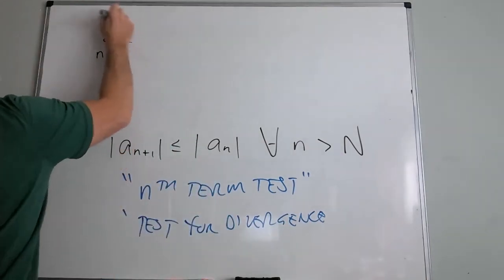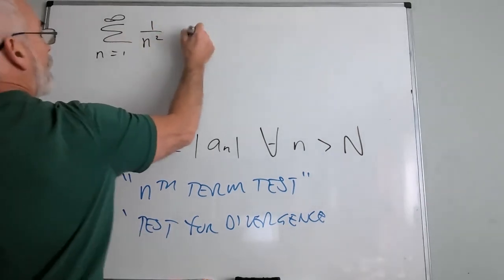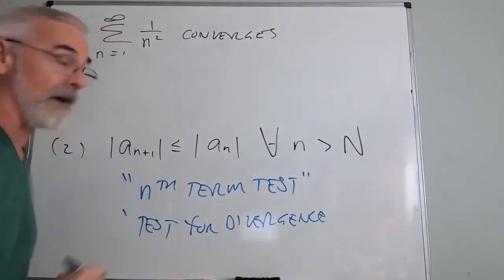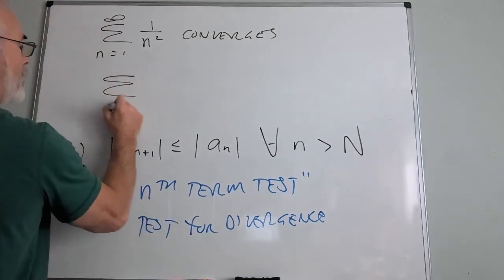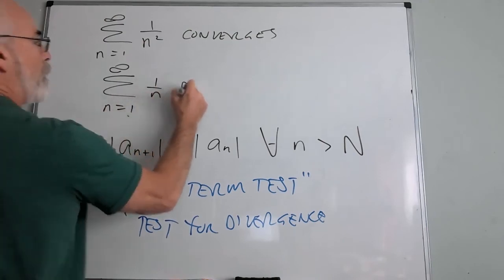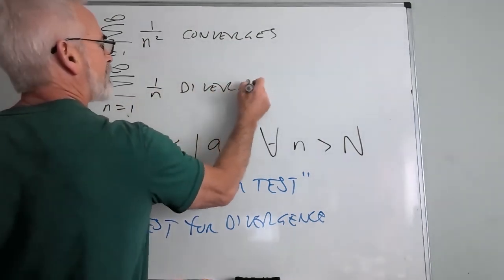The sum from n equals 1 to infinity of 1 over n squared. This one converges. We're going to prove this next day. I'm just going to tell you that right now. But we also know this one diverges. We just proved it. This is the harmonic series.